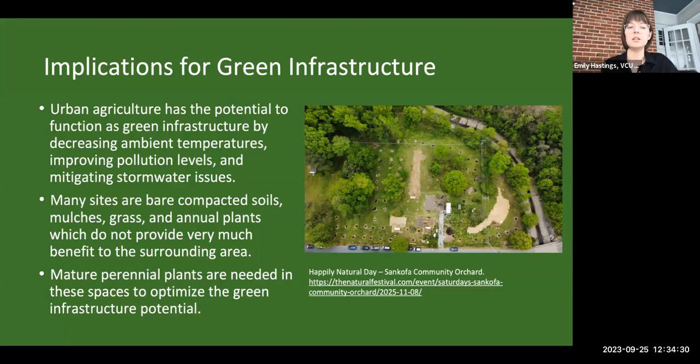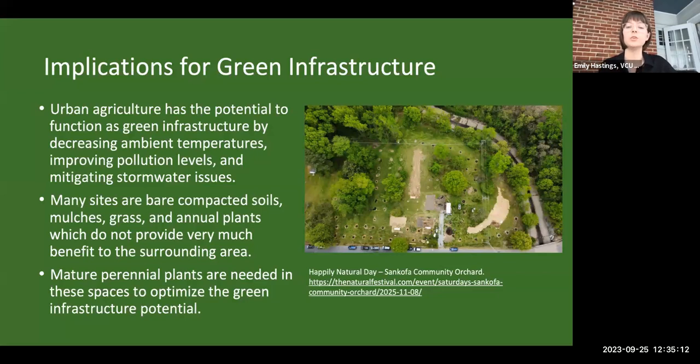But unfortunately, many of these urban agriculture sites are majority bare compacted soils, grass, and annual plants that are usually in the ground for only about 5 or 6 months tops. So it doesn't provide the full potential benefits of green infrastructure to the area, because it's kind of bare, and all of these annual plants are cycling pretty quickly. And so they're not woody as well. So they don't have as much potential to absorb stormwater and help dissipate heat.